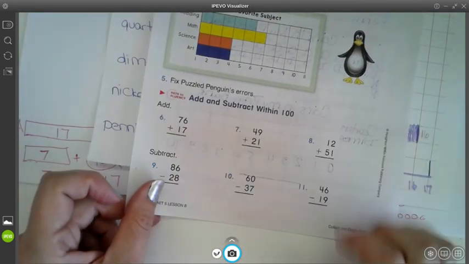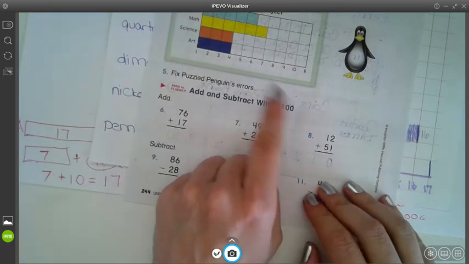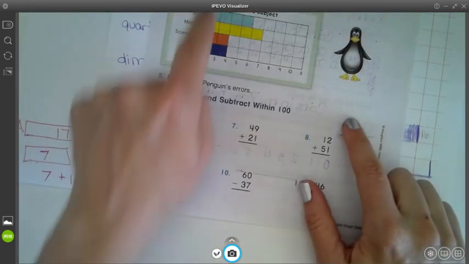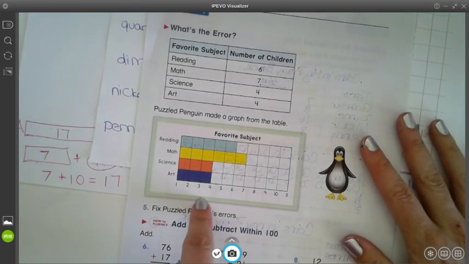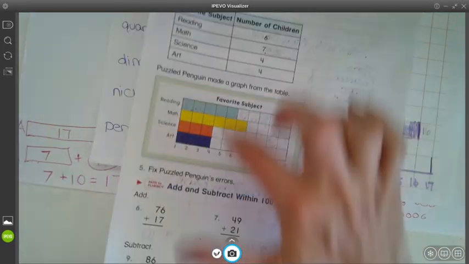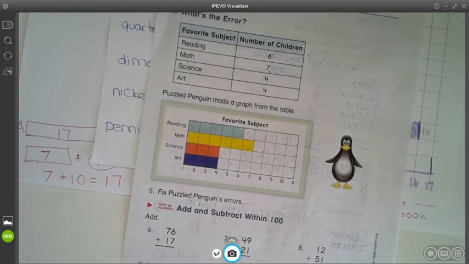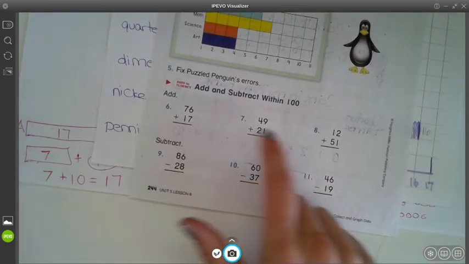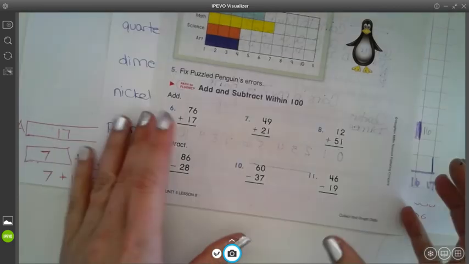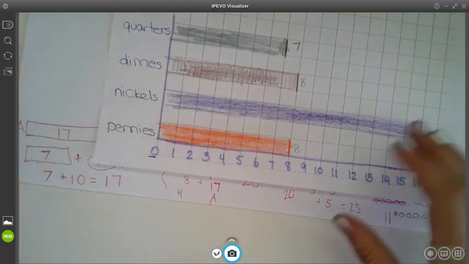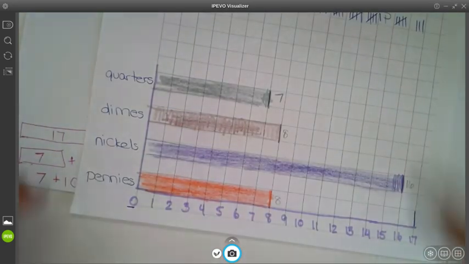All right, on the back, again, we have Puzzle Penguin. You get a look at the data that he was able to analyze and the graph that he created. And then you get to figure out what was his problem. And on this back piece, you just have some review problems, addition and subtraction, because in Unit 6, we're going to go back to 3-digit subtraction. So we want to get your brain warmed up with that piece. But that's really all that your assignment is for today, is creating your own graph.